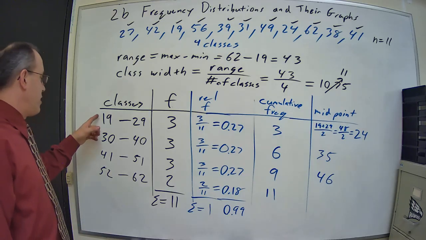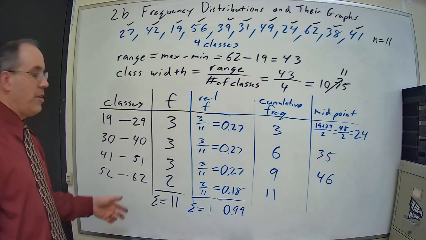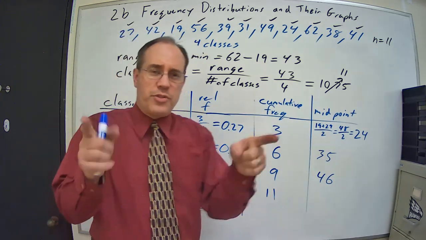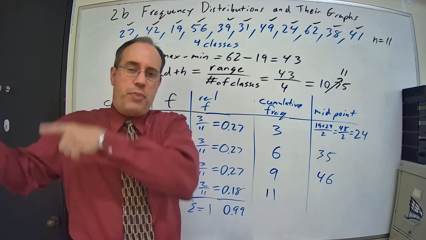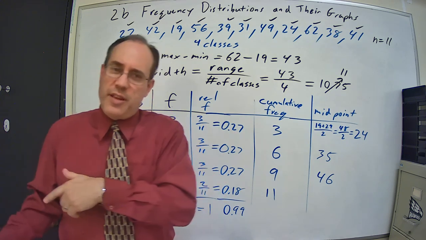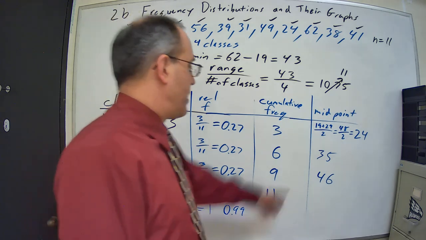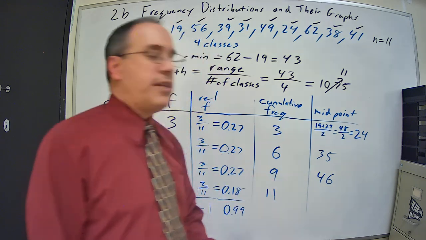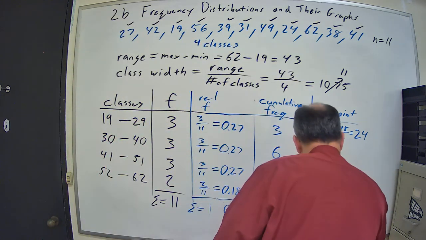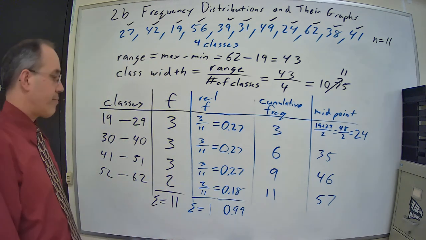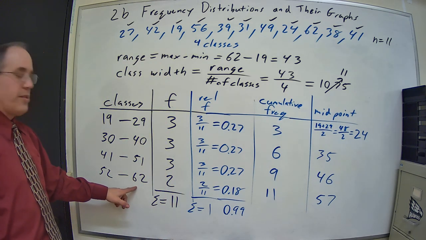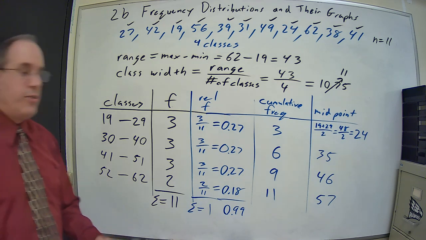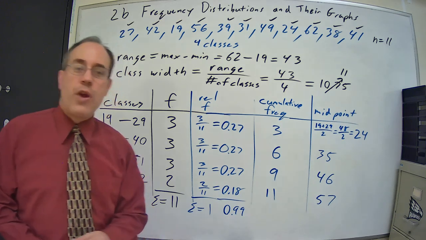So not only do the lower limits and the upper limits move by the class width, but so do the midpoints. But that makes sense because if the two numbers you're averaging are moving by the same amount, shouldn't their average move by the same amount? Yes, it should. So I can easily say, well, that was 24 plus 11 is 35 plus 11 is 46 plus 11 is 57. And if you go 52 plus 62, you're getting 114. 114 divided by 2 is 57. So those are our midpoints.